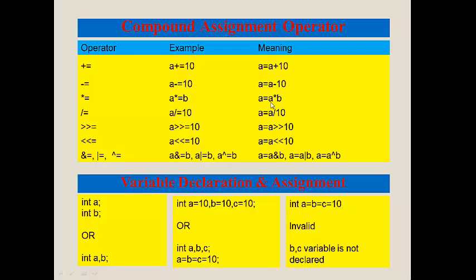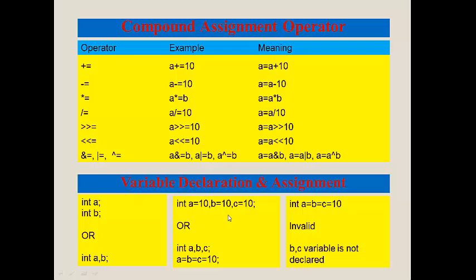a *= b means a = a * b. a /= 10 means a = a / 10. a &= b means a = a & b. a ^= b means a = a ^ b. So these are compound assignment operators.